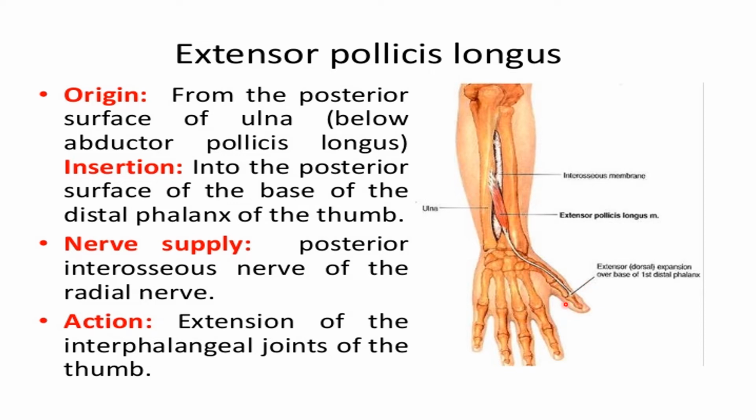So this is the thumb, and these are the carpal bones, this is the metacarpal, and these are the phalanges. This is the proximal and this is the distal phalanx. So it is inserted into the base of the distal phalanx of the thumb, and the nerve supply is the posterior interosseous nerve of the radial nerve, and the action is extension of the interphalangeal joint of the thumb. The joints between the phalanges are the interphalangeal joints. In addition to the extension of the interphalangeal joint of the thumb, the extensor pollicis longus also adducts the extended thumb and rotates it laterally.